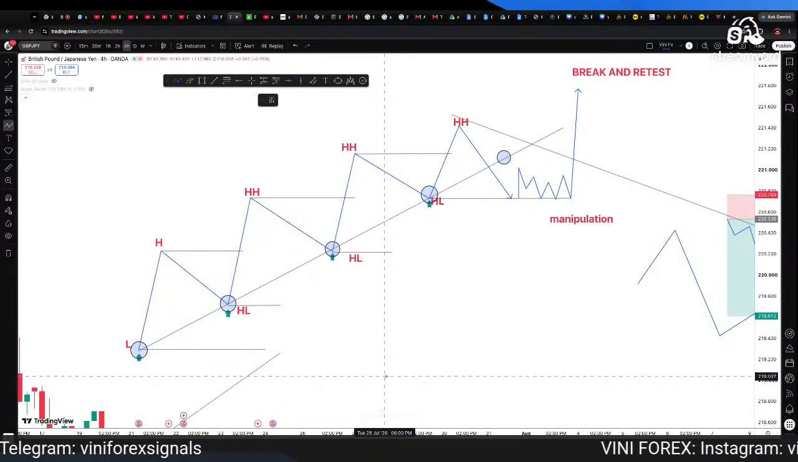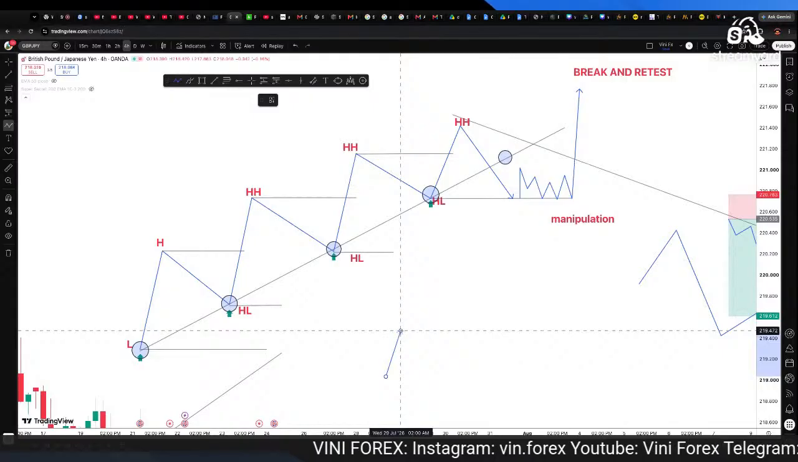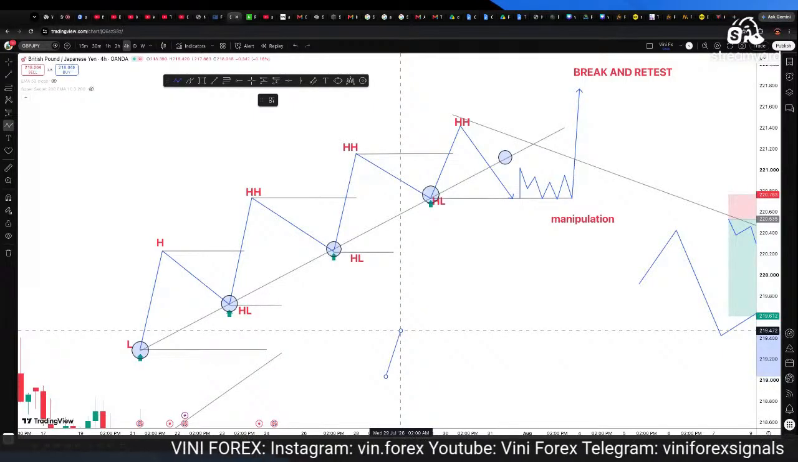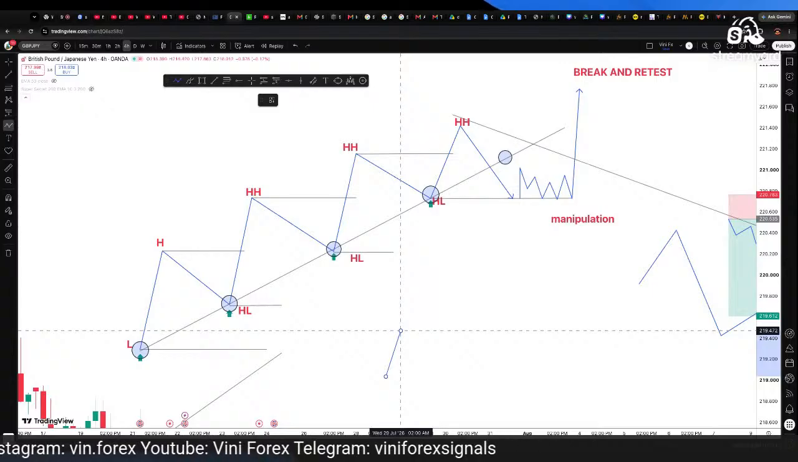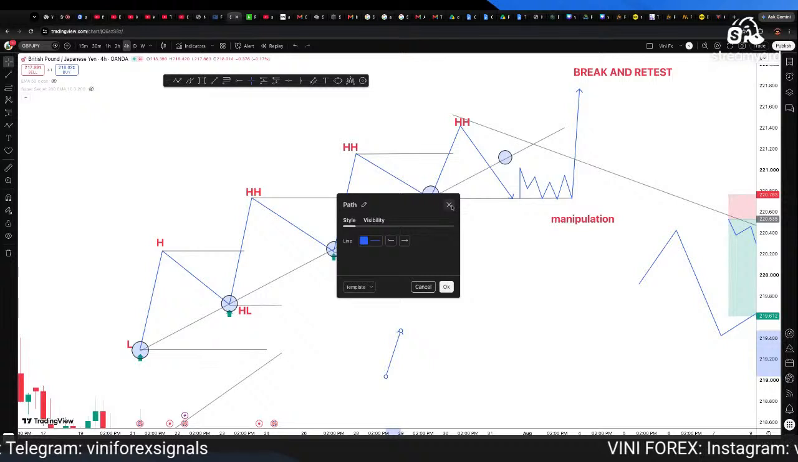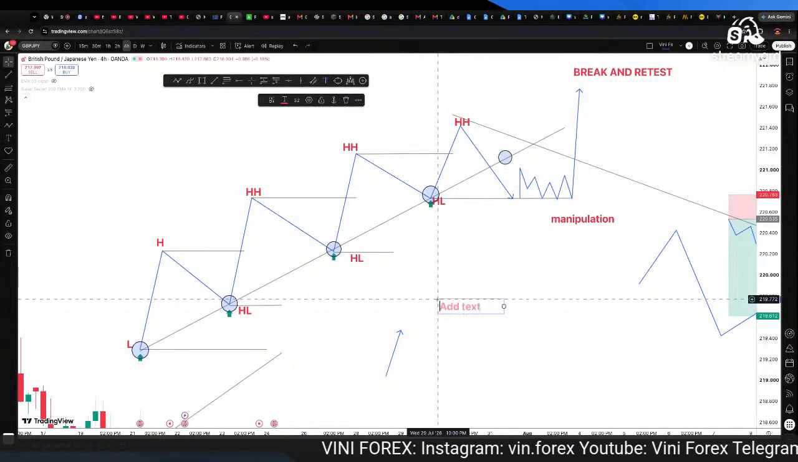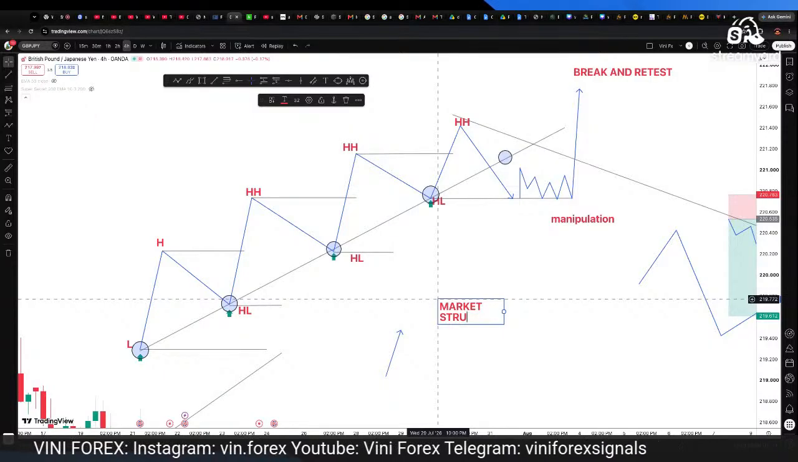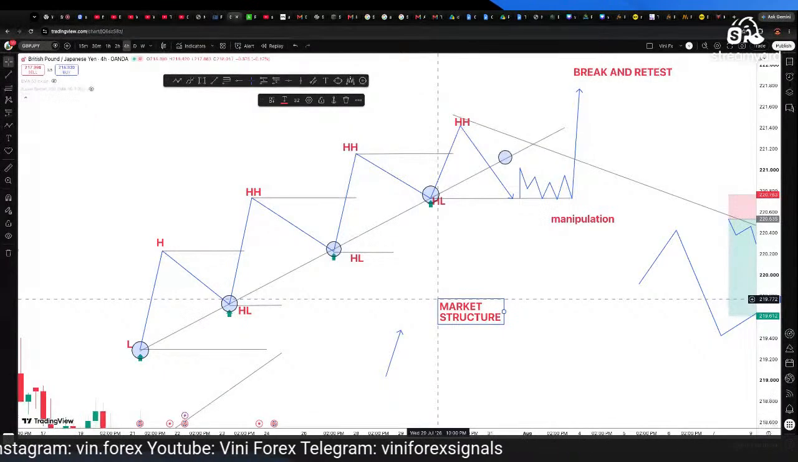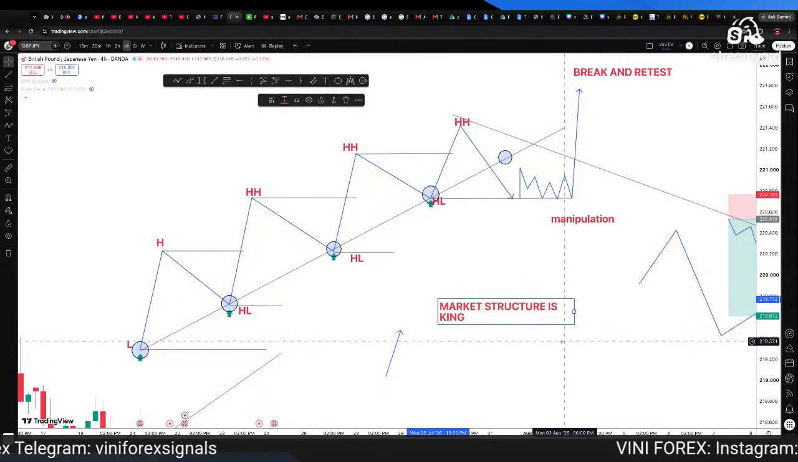Now watch. This is a low, and this is a high. This thing is called market structure. Market structure. And market structure is king. If you play with this thing, there is nothing you will gain. In fact, you will keep on failing in this market. Market structure is king.